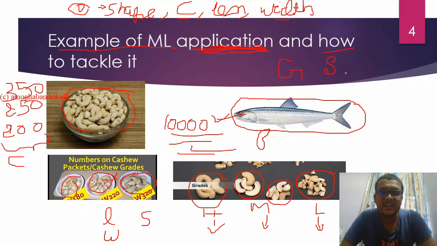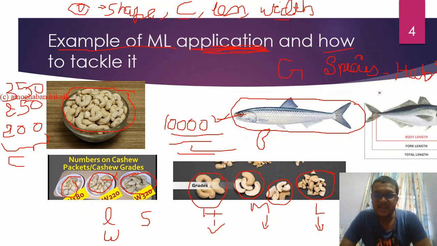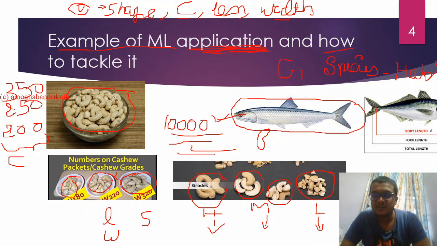One grading can be based on the species, and next can be the habitat, where it is living. It can be in an ocean, or in a sea, or in channels, or wherever the habitat of the respective animal is. Next can be the body length. So this is the body length. Next can be the fork length.